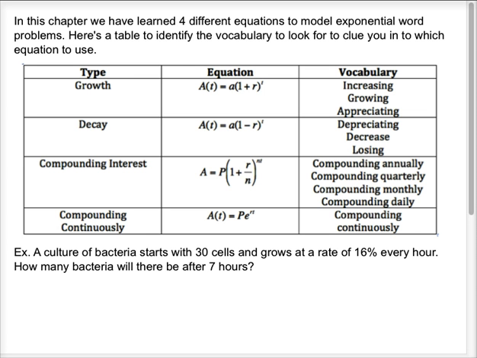Now, there are indicators of when to use each one, and those indicators are going to be the vocabulary in the problem. So what I've done is I've listed the type of the equation, what each equation actually is, and then what vocabulary to look for. Now, there are some other words you could see, and I'm sure you guys can figure that out, but this is just in general the types of things you would be looking for, okay?